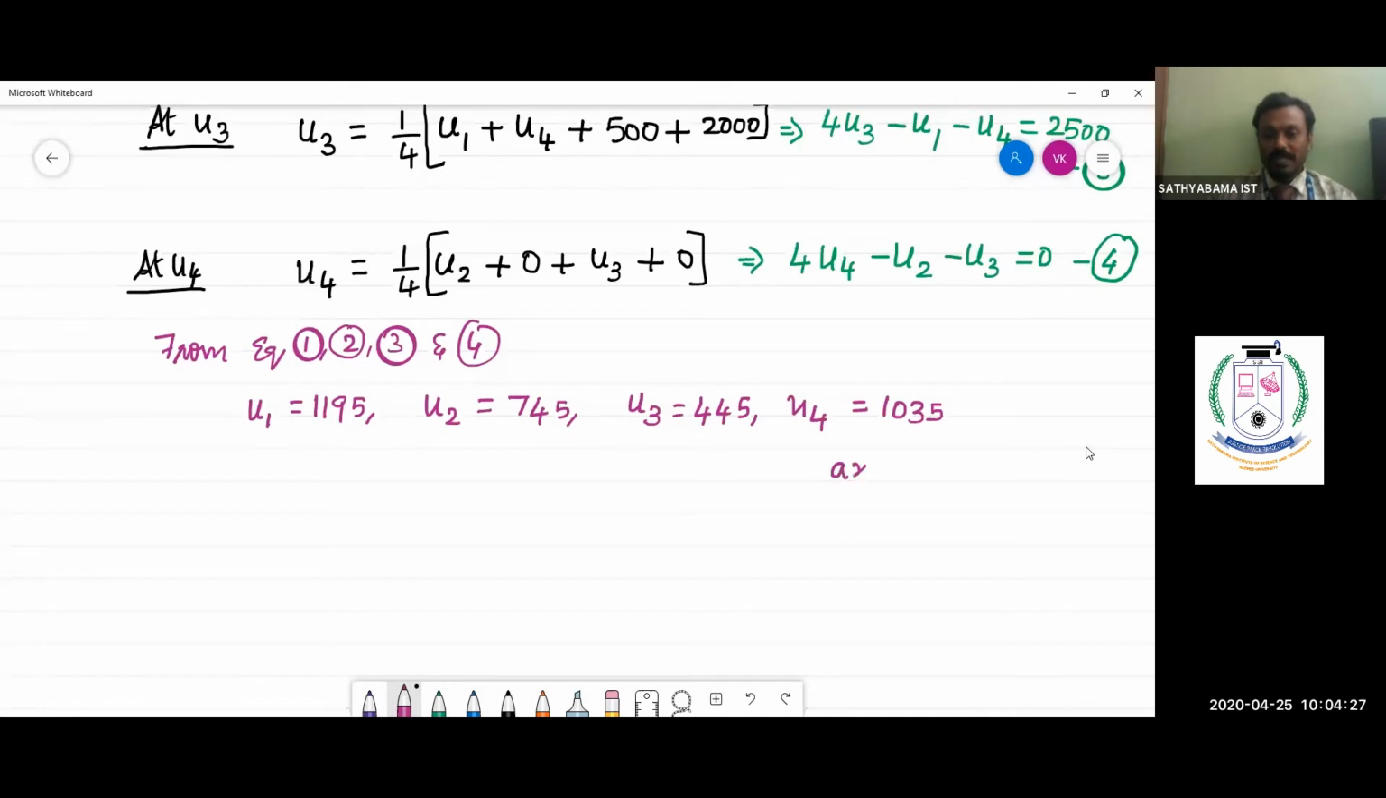You can choose ax plus by plus cz plus d equal to 0, or dw equal to e. In this mode, you just can enter the coefficients and solve the equations. On solving, you get u1, u2, u3 and u4. Let's discuss another problem in the Laplace equation.